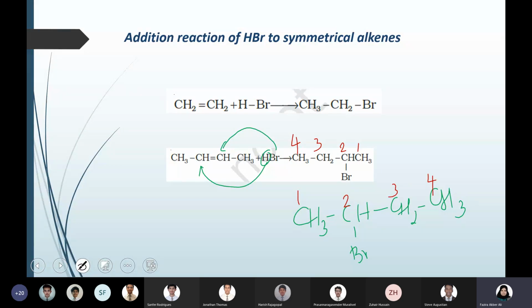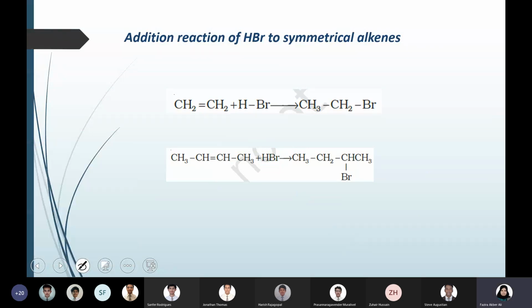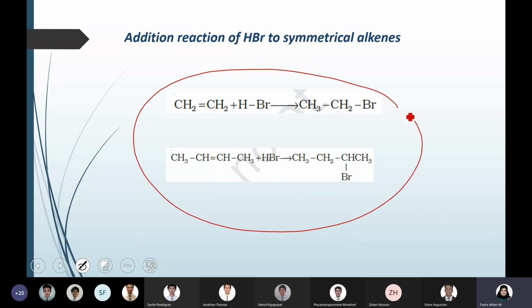So that means when the alkene molecule is symmetrical, then on adding HBr, you will get only one product in either way of addition. Whether hydrogen adds to the first or second carbon, irrespective of that, you are getting only one product, even if you add in either way. That is what I said, addition of HBr to a symmetrical alkene is easy. You have the freedom to add in any way, and anyway you will be getting the same product. Hope you are following.